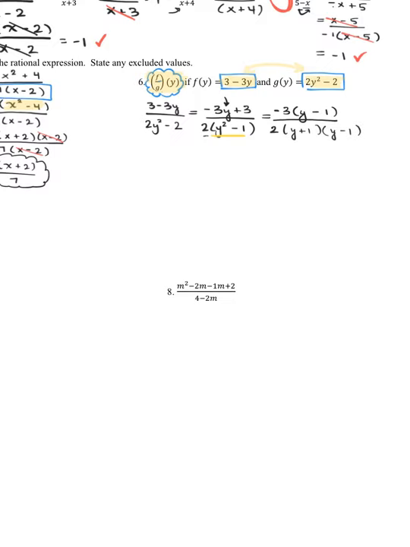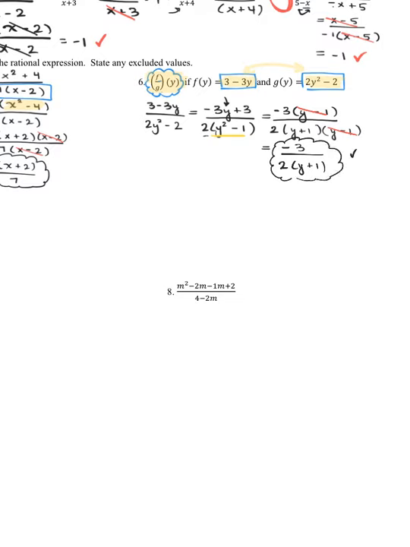So now I just look to see what can I reduce. And I can see they both have a y minus 1 common. So that cancels. And so then my reduced form, the only thing I have left in the numerator is negative 3. And in the denominator, I have a 2 and a y plus 1. And there is my simplified form.